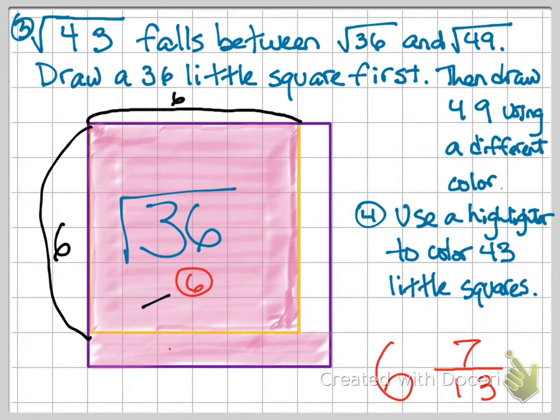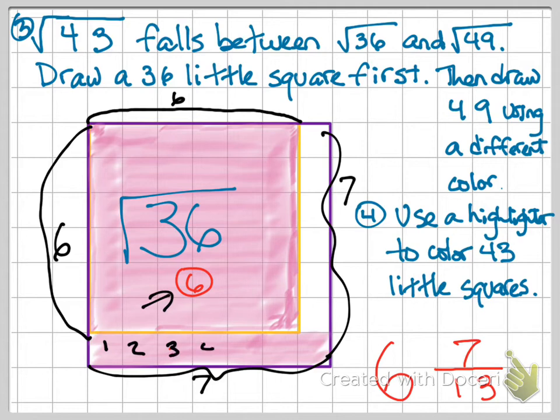So this red number represents that this square root of 36 is 6, because 6 times 6 is that. The outside square is what the square root of 49 would be. And if you did that, it would be 7 by 7. Well, you're not going to fill all of that up. So count how many little squares you colored. 1, 2, 3, 4, 5, 6, 7. That's where this came from.